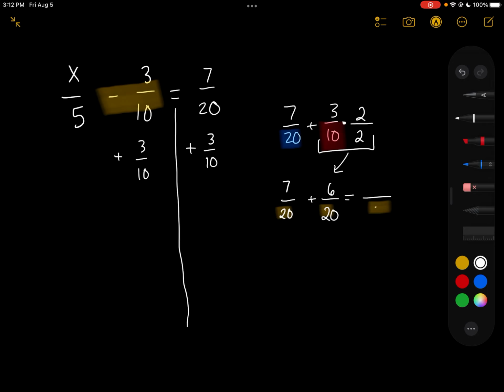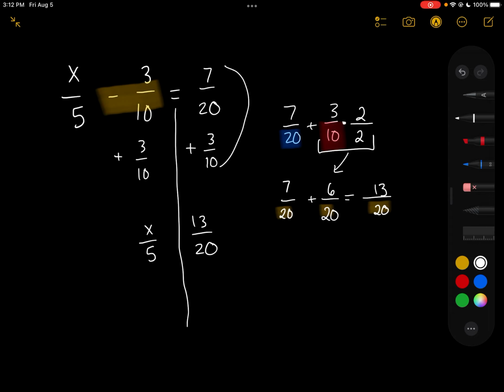So when we add, always keep the denominator the same, and then we can add the numbers that are on top, or the numerators. So we're left with x/5 and 13/20 on the right side. All of this work on the right was just to show us this final answer gets us 13/20. Okay. So like I said, a bunch of different ways that you can do this.